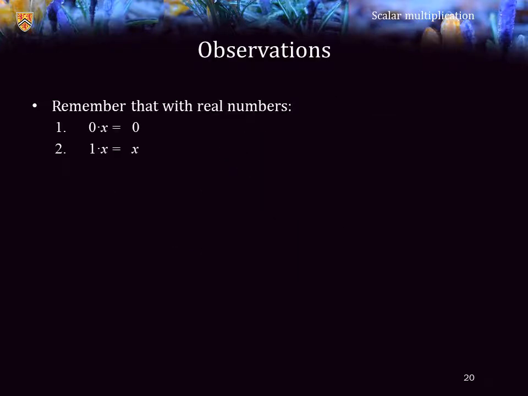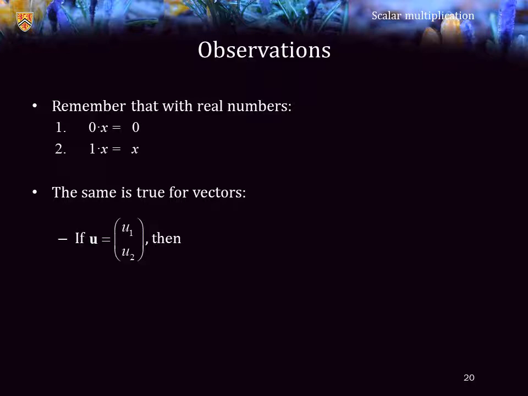Now here's some nice properties about the real numbers. If x is any real number, then you do know that 0 times x is equal to 0 and 1 times x leaves x unchanged. Well, the same is true for vectors and scalar multiplication. If u is this vector, then observe that 0 times u is simply going to be 0 times each component, which is going to be the 0 vector. So 0 times any vector gives you the 0 vector.